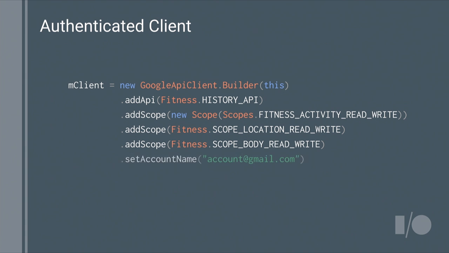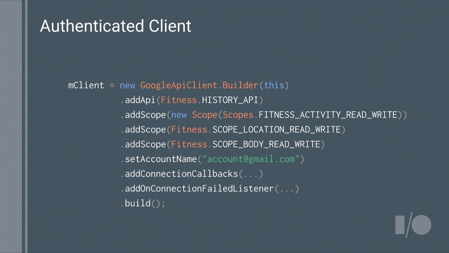And then next I add an account. So this is the account I want to read the data from. And then finally I add my callbacks, and now I have this authenticated client that I can use to make queries to the fitness platform. But wait, you're saying, Android Wear watches don't have accounts. And this is true. Android Wear 2.0 will actually add account support, but for now, we don't have accounts on watches. Fortunately, there's a solution.